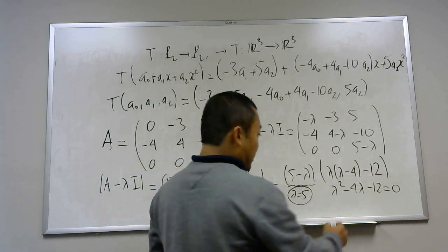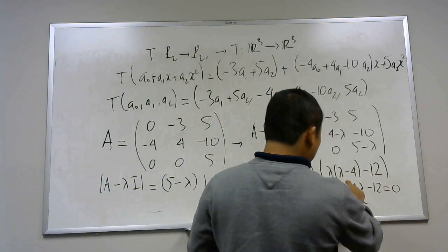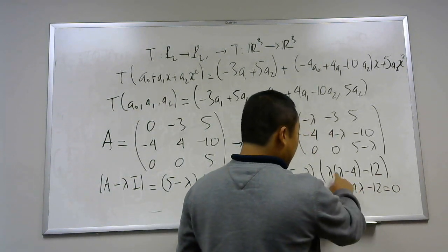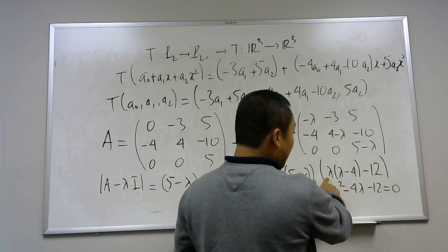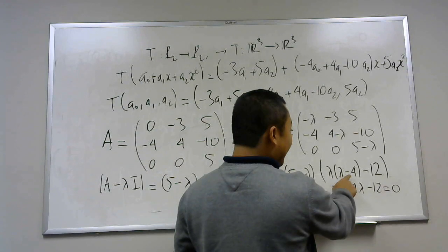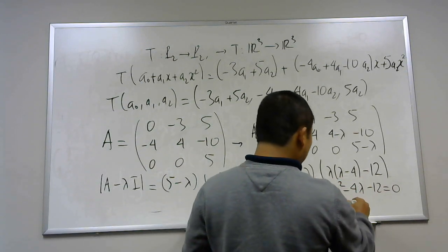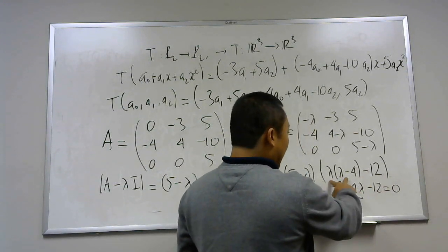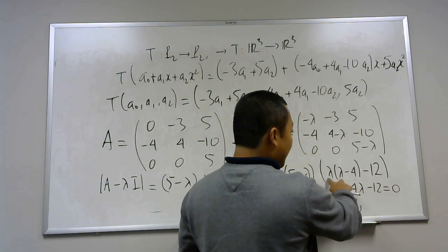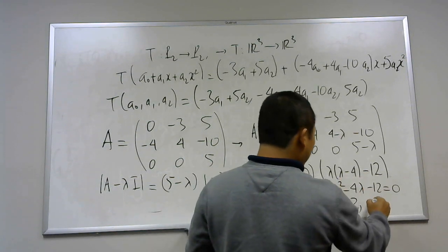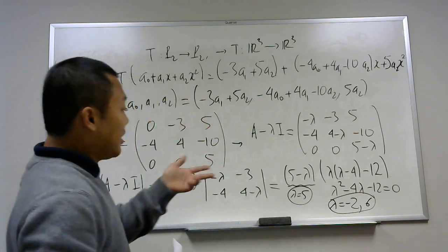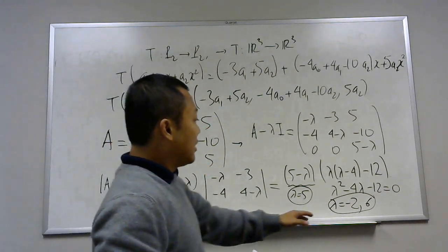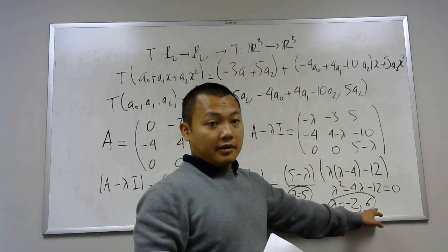So you can solve this quadratic equation. You can see lambda is equal to -2. You see -2, in here we have -6 means 12, 12 minus 12 is 0. And another lambda is 6. 6 times 2 minus 12 equal to 0. So this matrix has 3 different eigenvalues: -2, 5, and 6.